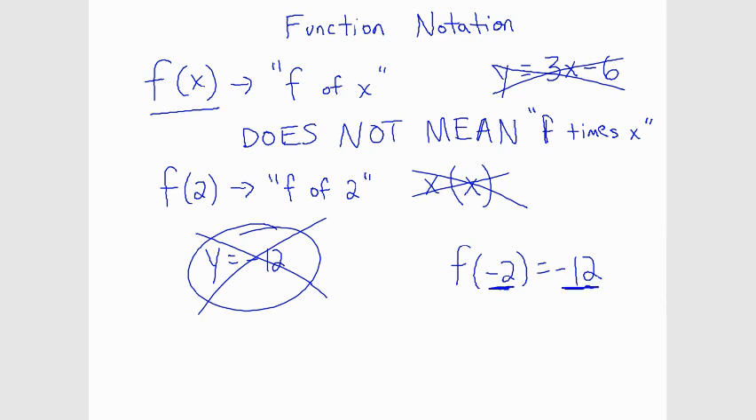And now, while we still need more information, we can create a coordinate pair out of this, negative 2, negative 12, and we can plot that on a graph, and we can get more information. This does not tell us that, and that's why function notation is preferable, and I'll be using this in all future problems.